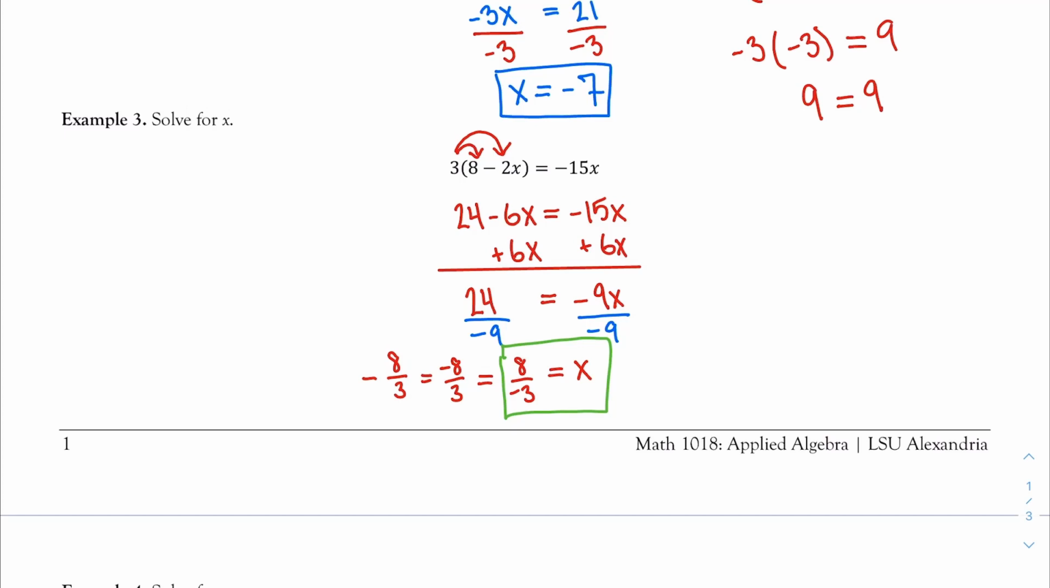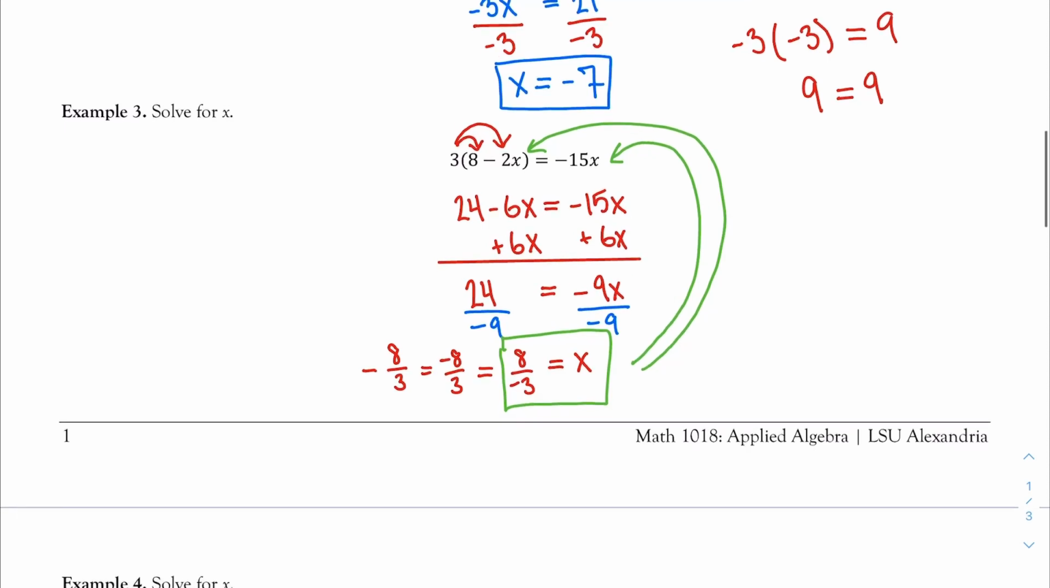And once again, if I want to, I can plug this back into my original equation. In fact, I have 2 spots to plug it in, and then I can check my answer. If I got the correct answer, I should be getting the same number on the left and the same number on the right. So you can go ahead and check your answer if you would like. We should definitely get that this equation is true whenever I plug in 8 over negative 3, or again, if you want to say negative 8/3, that's still the same answer. So we're done with example 3.